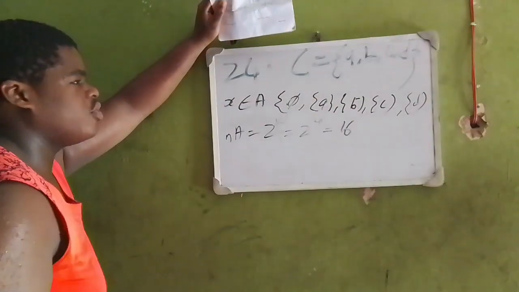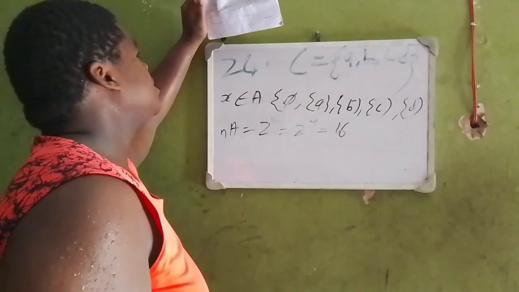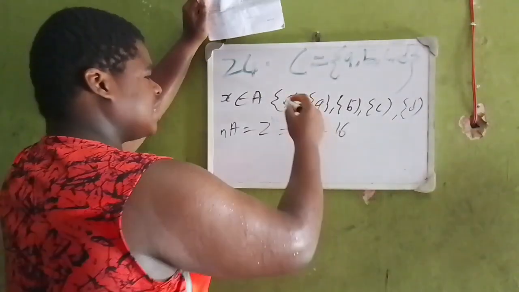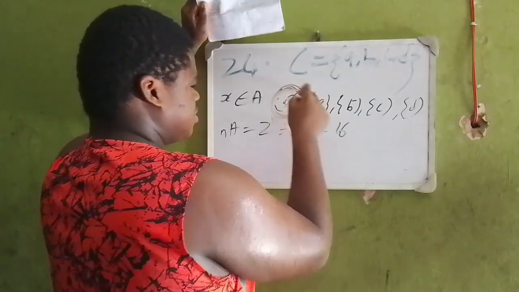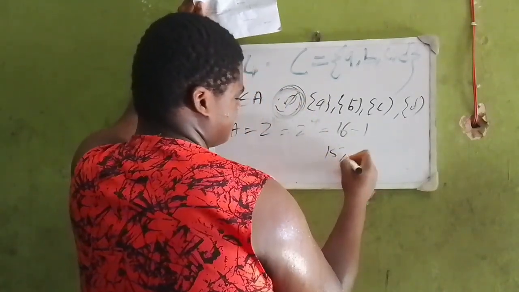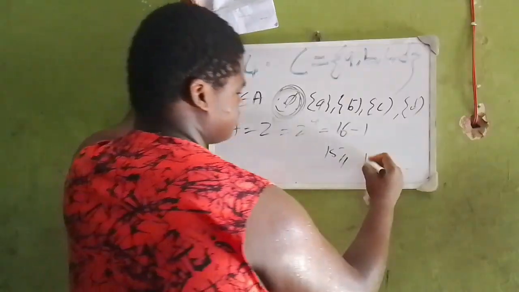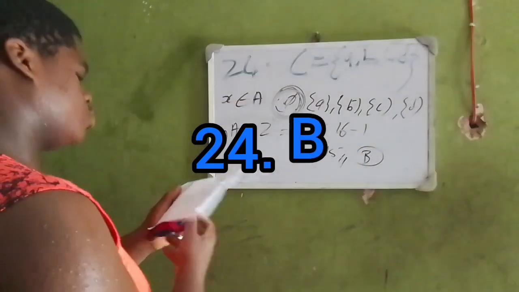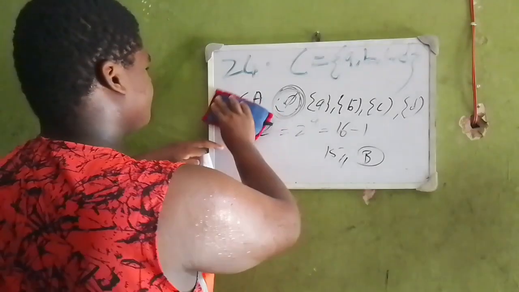But 16 is not the answer, because the question asks how many subsets of C contain at least one element. The empty set does not contain any element, it contains 0 elements. So you have to minus 1 from this answer and you get 15. And that's option B. So question 24, the answer is option B.